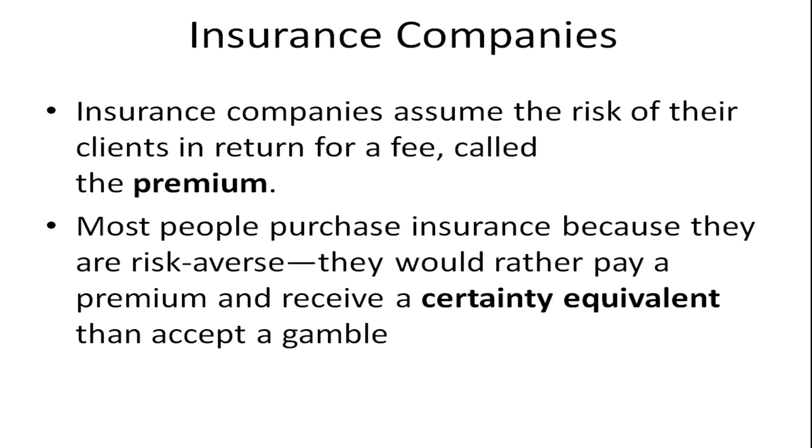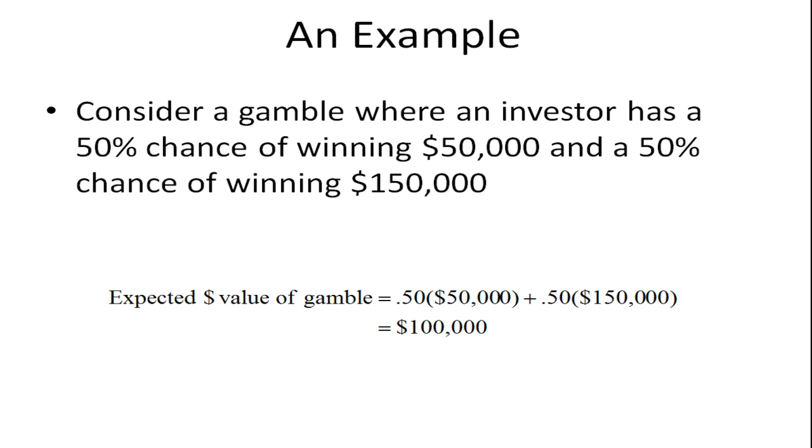And it turns out that most people purchase insurance because they are risk averse. What does that mean? It means they would rather pay a premium and receive a certainty equivalent than accept a gamble. So let me give you an example here. Suppose there's a gamble and the investor has a 50% chance of winning $50,000 and a 50% chance of winning $150,000. So if we took the expected value of this gamble, it would be $100,000.